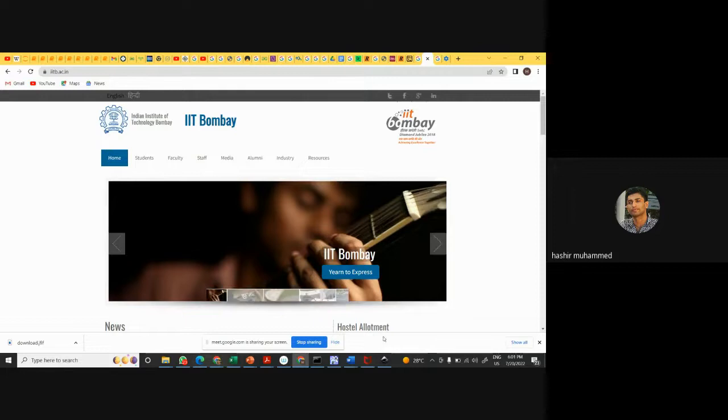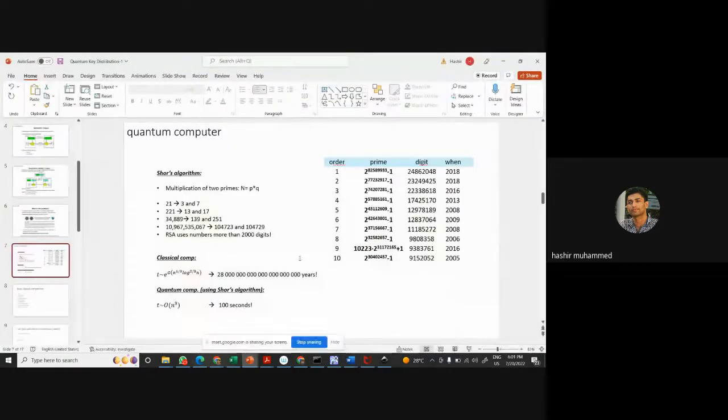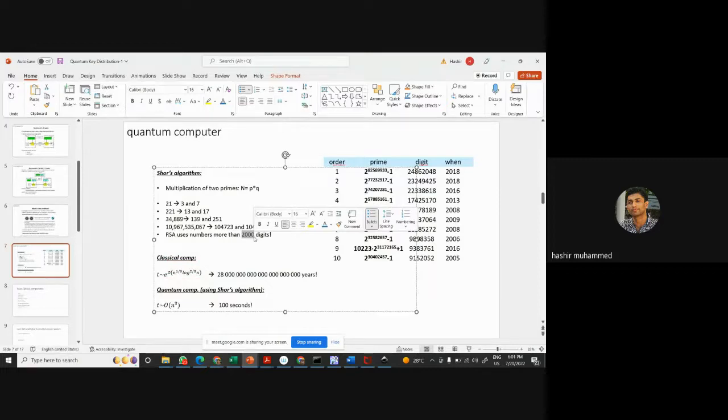So let me come to the slide. So here, see, it is protected only when the digits are very long. If it is short digits, it's not secure. Anybody can solve. In fact, any one of you can solve, no problem. So how is it difficult mathematically? Say you have a number n here, that is the number you saw in the IIT Bombay website.